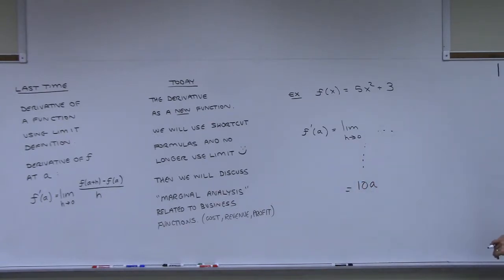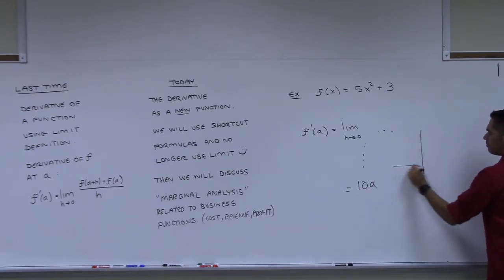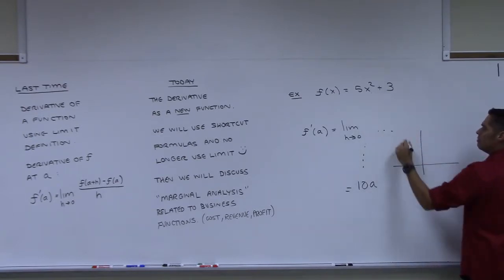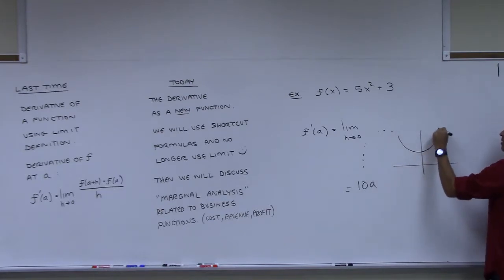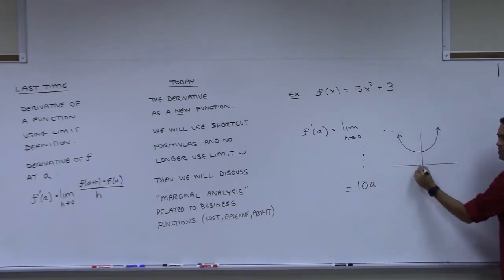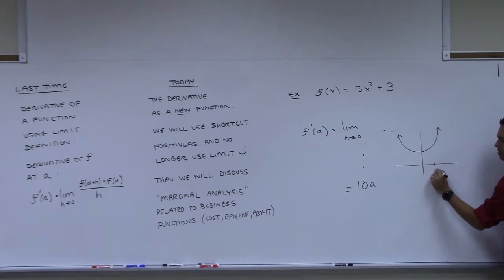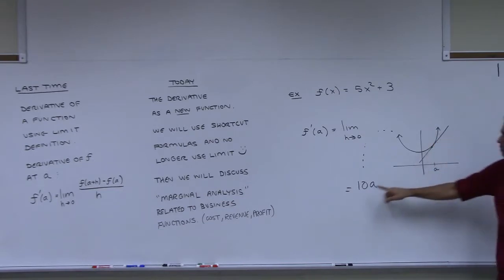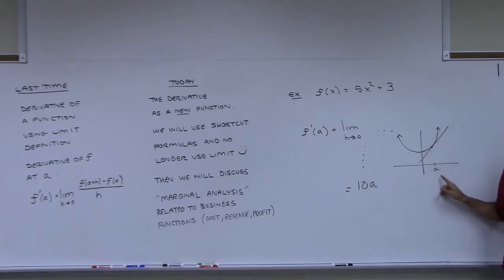All right, so the idea here was that we have some function. This is it right here. It's a parabola, it opens up. And if we go to some point, let's call this a, the slope of the tangent line will be 10 times that number a, right? And so you could plug in any value you want for a, and then we'd be able to get the slope of this tangent line.